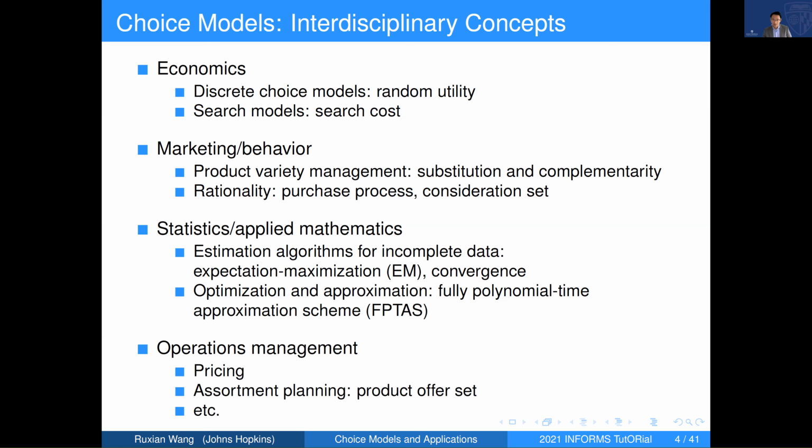In operations management, we consider operations decisions like price optimization and price competition. Now we can also consider assortment planning, for the firm to decide how to offer a different product set to different customers in different scenarios.